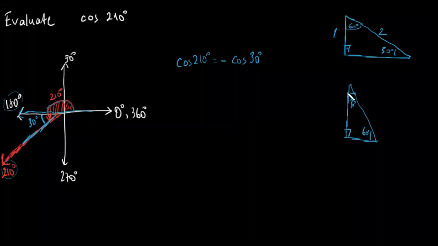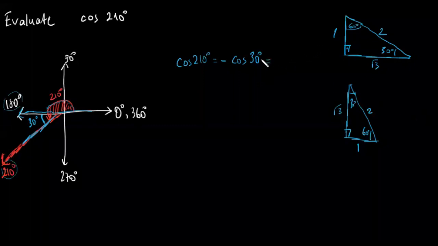Okay, so the side opposite to 90, let's say it is 2, the side opposite to 30 must be half of it, it is 1. And this is going to be root 3. Okay, so now we can find cosine of 30. What is cosine of 30?